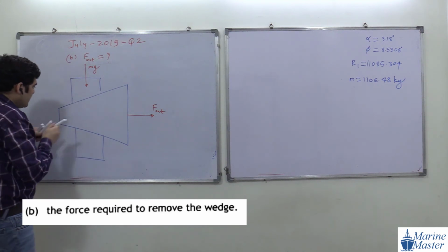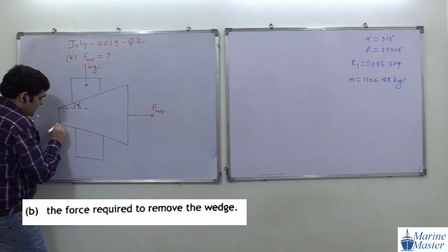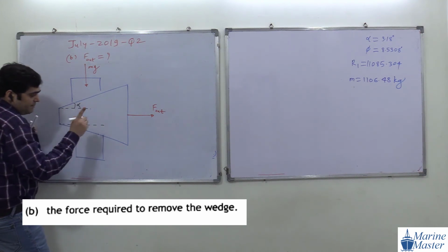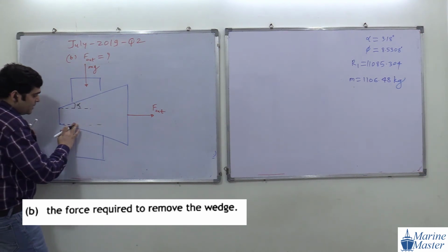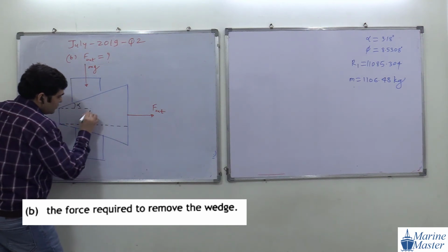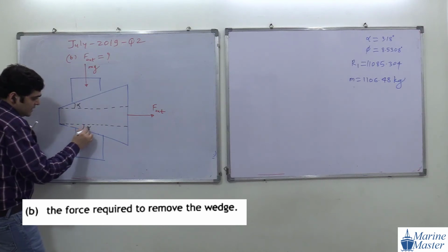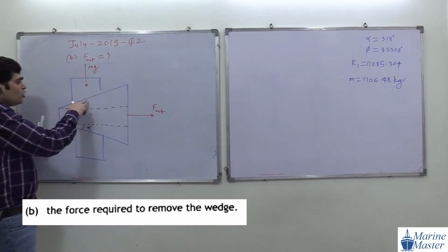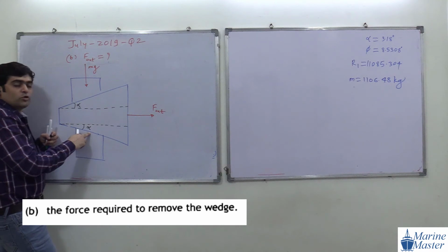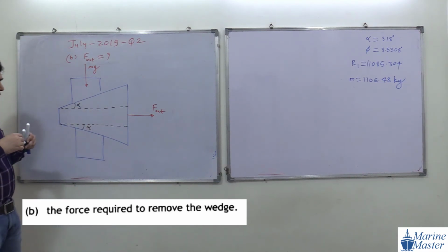This is our angle of friction. This is the angle of this plane, alpha. Here also it is the same, tapered on both sides. So that's why this is alpha, and this angle is also alpha. Here also the coefficient of friction is the same, so phi is the same.